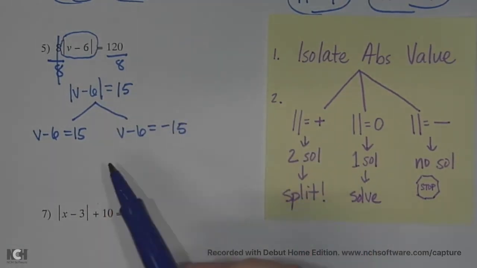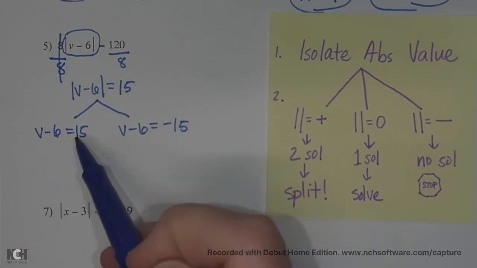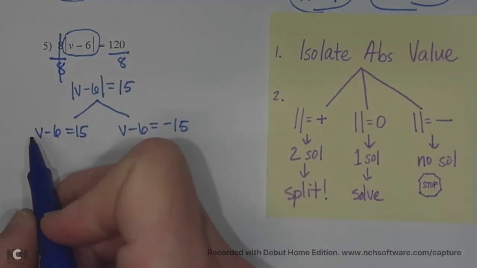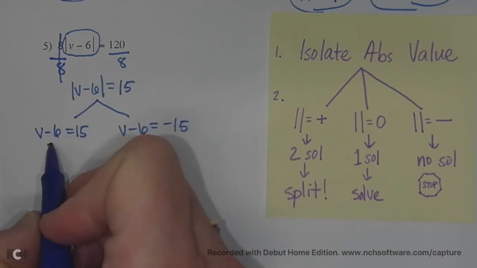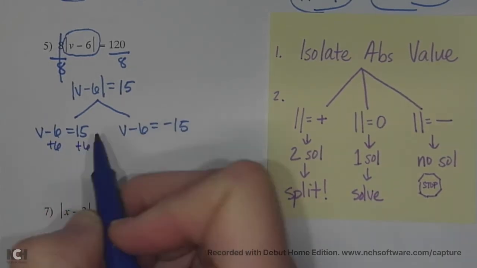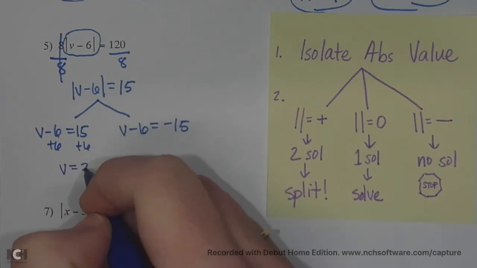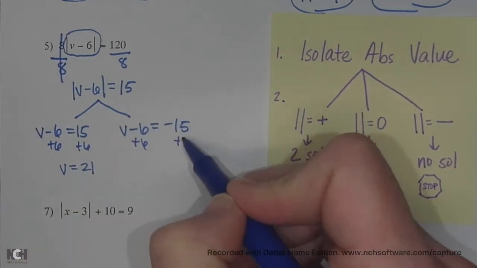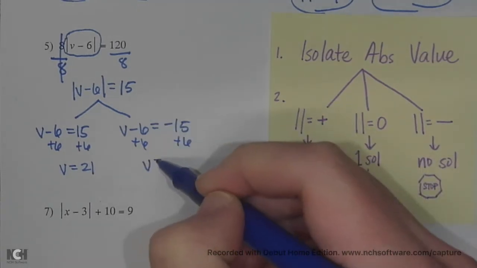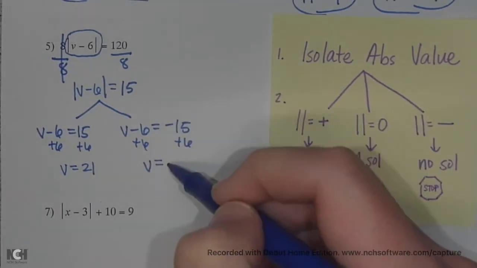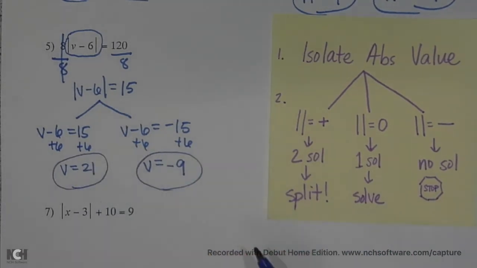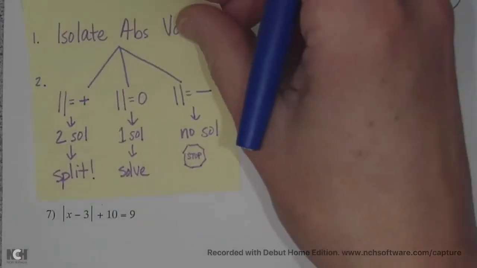All right, so in this problem, we're not solved yet for v, so we need to go a little bit further and keep solving for v. We need this v by itself, so let's get rid of the minus 6 by doing plus 6 on both sides. And we're going to have v equals 21. Same thing here, let's do plus 6 on both sides. And you're going to have v equals, let's see, negative 15 plus 6, negative 9. And those are your two solutions. All right, and let's go on to number 6.